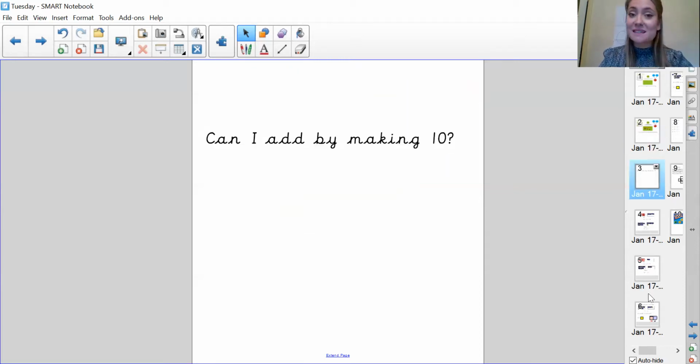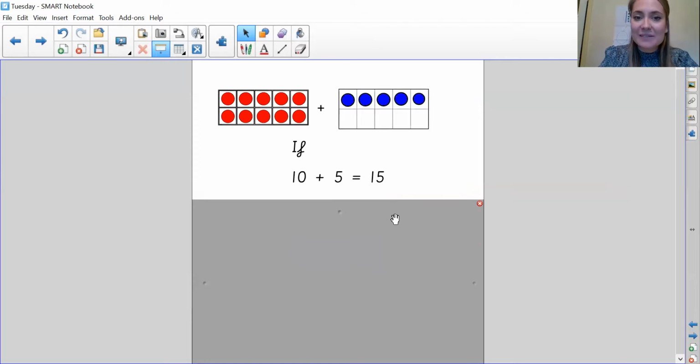Okay, so our objective today is, can I add by making 10? Can I add by making 10? Good, and we're going to be trying to make 10 on our tens frames. So let's have a look at my first problem here.